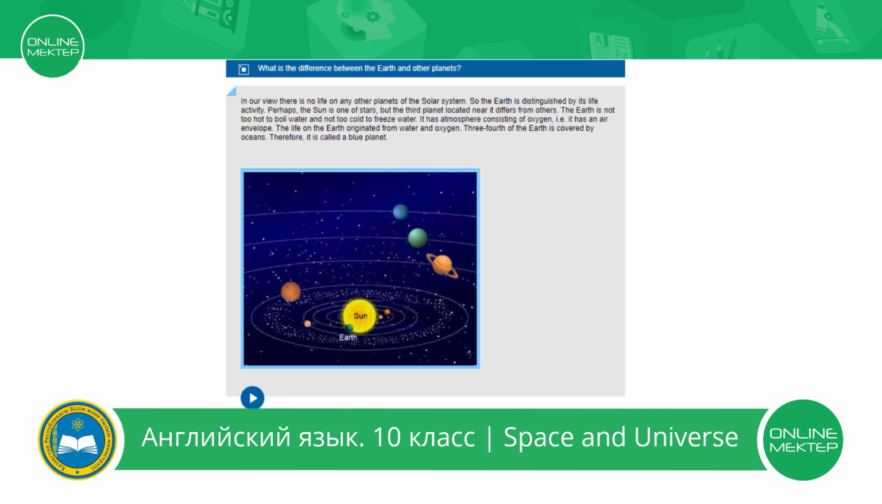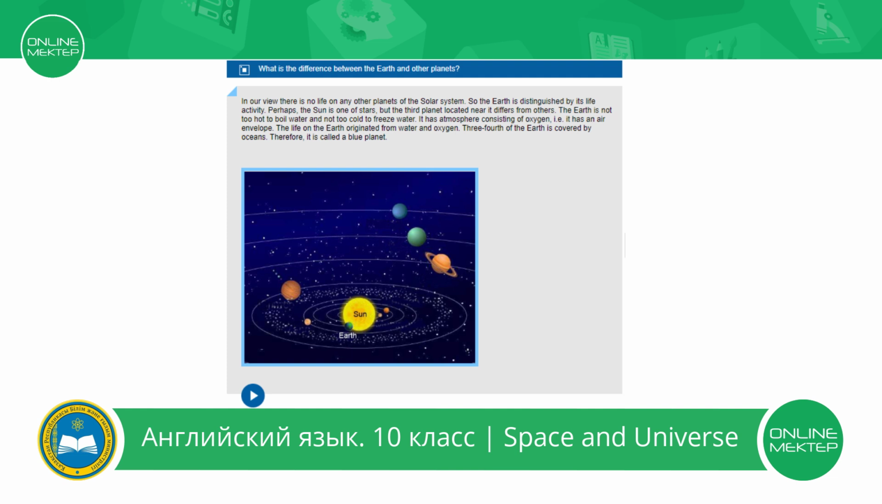Let's learn the differences between the Earth and other planets. In our view, there is no life on any other planet of the solar system. So the Earth is distinguished by its life activity. Perhaps the Sun is one of the stars, but the third planet located near it differs from others. The Earth is not too hot to boil water and not too cold to freeze water. It has an atmosphere consisting of oxygen. It means it has an air envelope. The life on the Earth originated from water and oxygen.